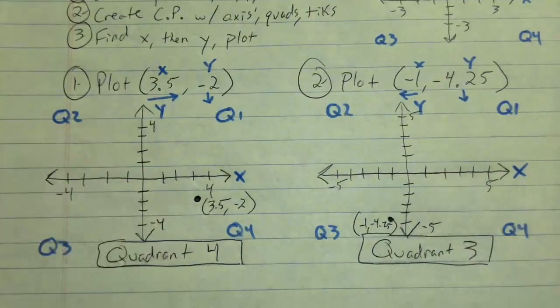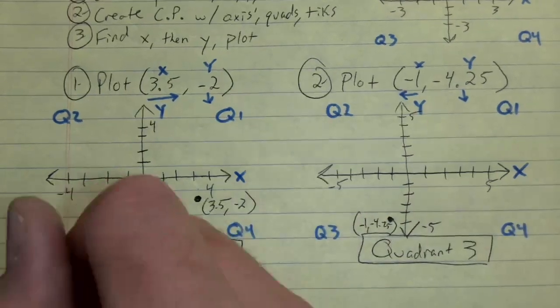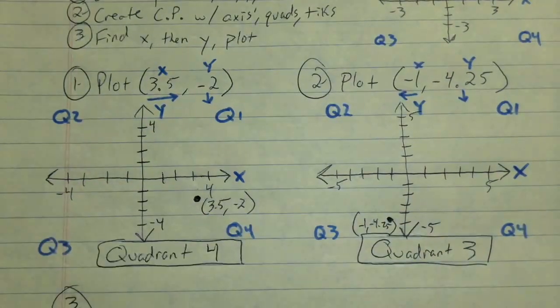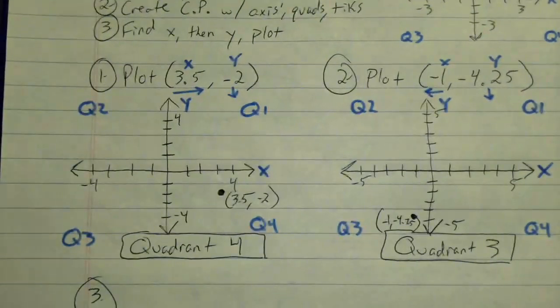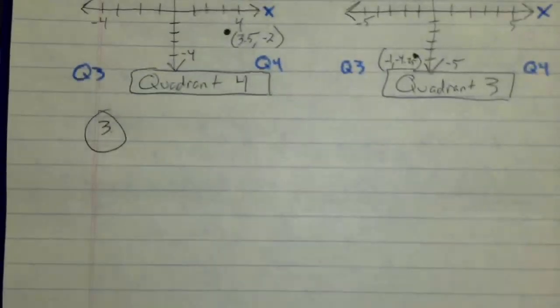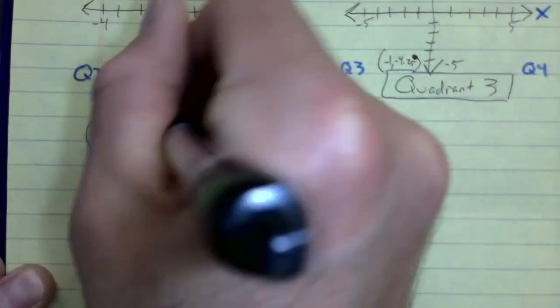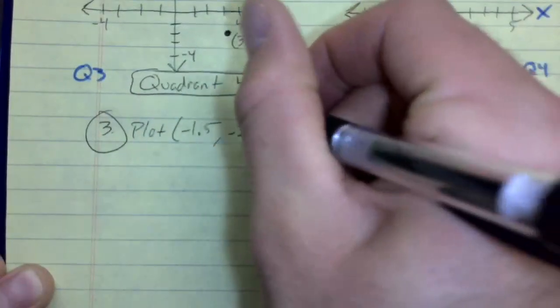That's it. Let's try another one. Number 3 is, take a look at number 3. Number 3 is plot negative 1 and 5/10 and negative 2 and 5/10.